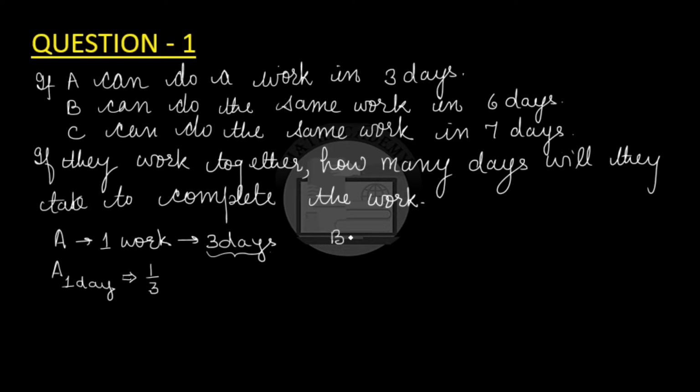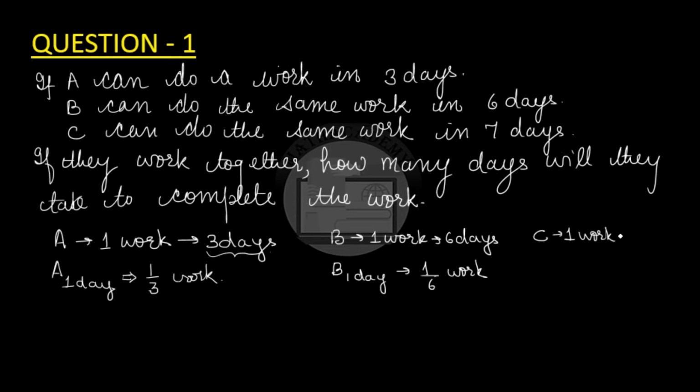Similarly, B can do the same work, one work, in 6 days. You can do these only when they are doing the same work. So B can do, in a unit time, 1/6 of the work. A is doing 1/3 of the work in 1 day, and C can do one complete work in 7 days. So in 1 day, how much can C work? C can work 1 by 7th of the work.